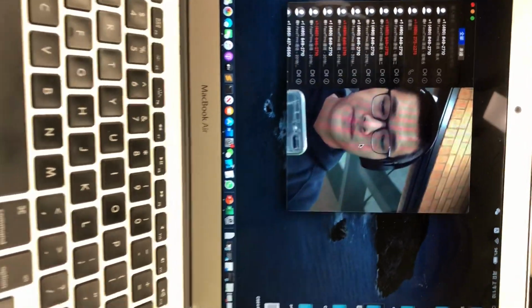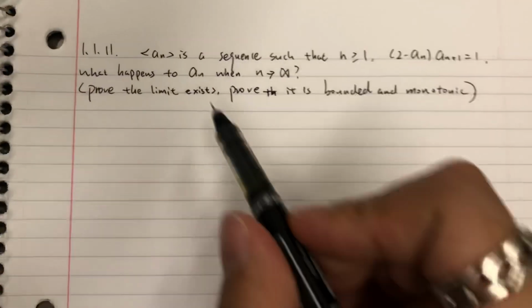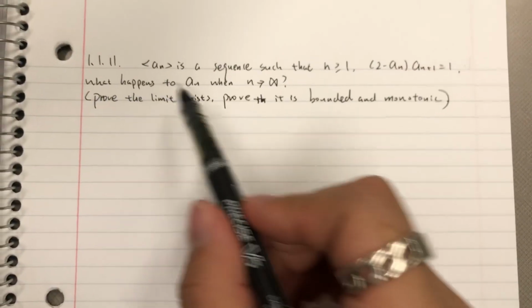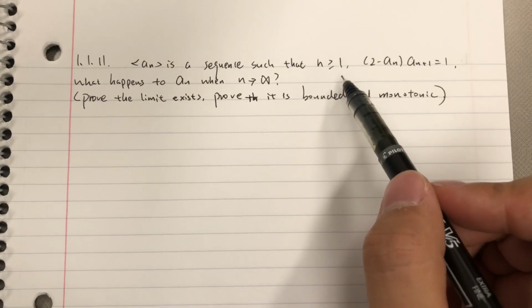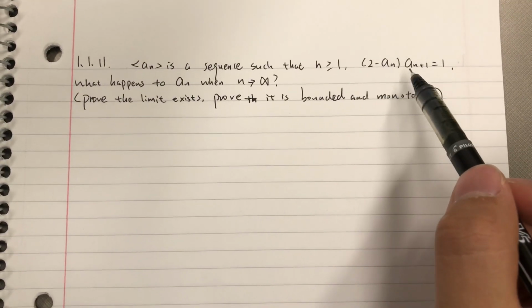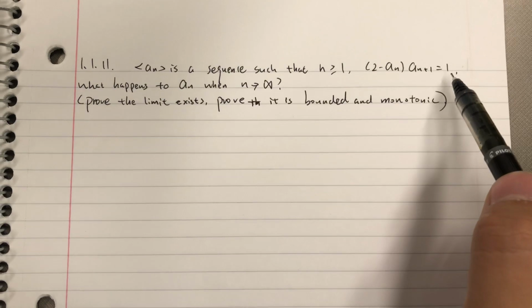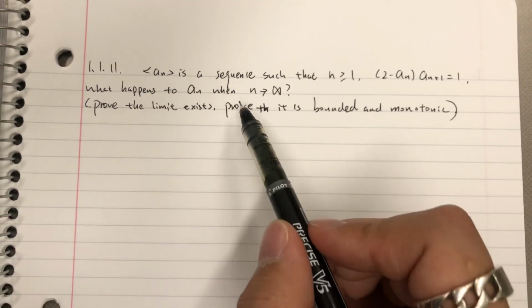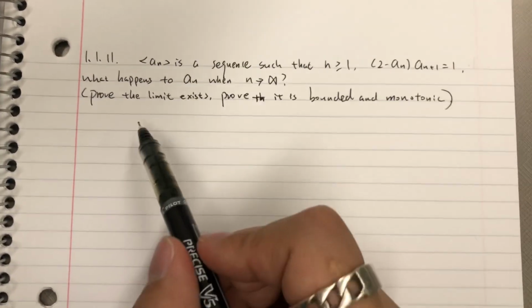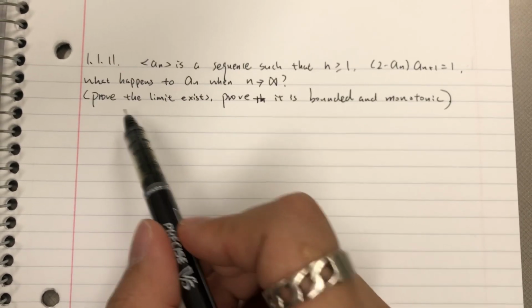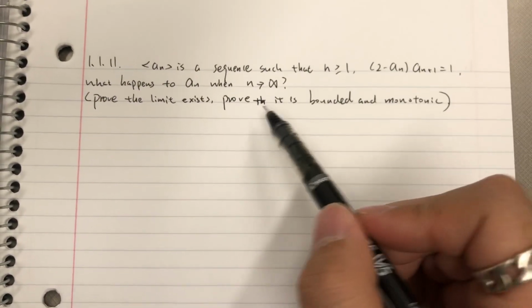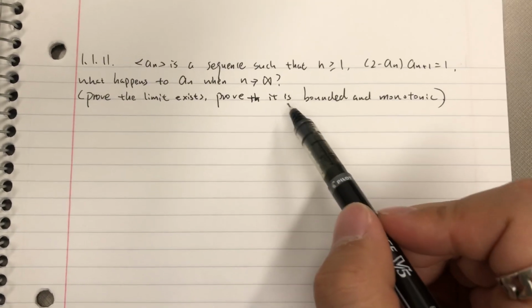I'm catching up on the last problem that I did incorrectly. Okay, let's start. The problem is still 1.1.11, where a_n is a sequence such that n is greater or equal to 1, and (2 minus a_n) times a_(n+1) equals 1, and what happens to a_n when n goes to infinity. The part that I didn't prove is that the limit exists.